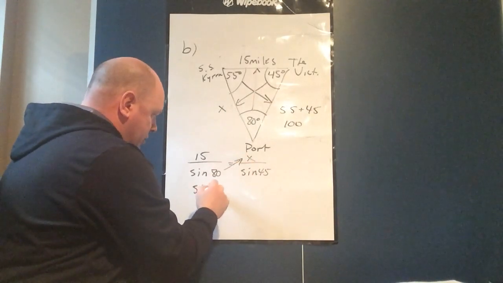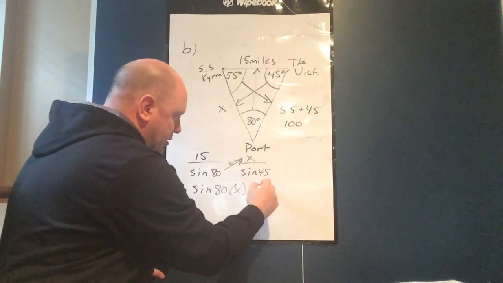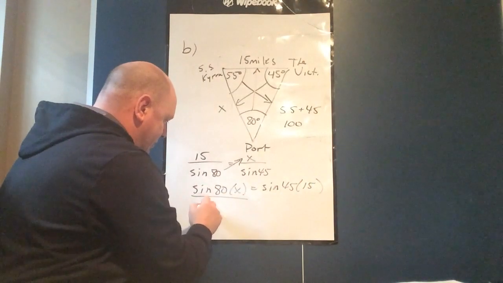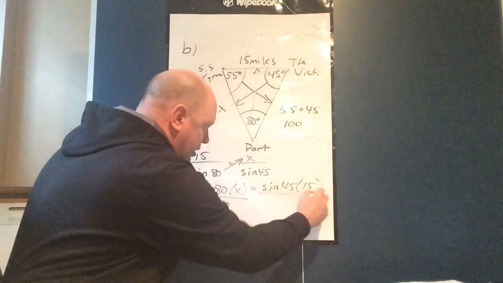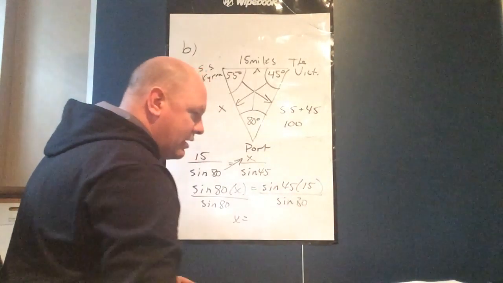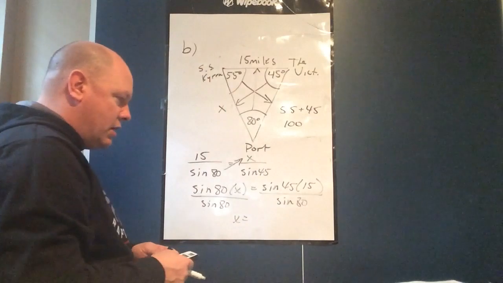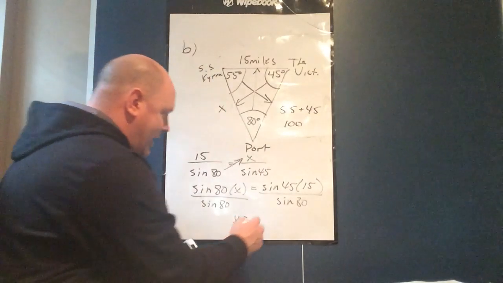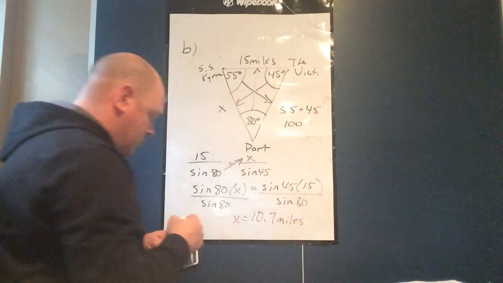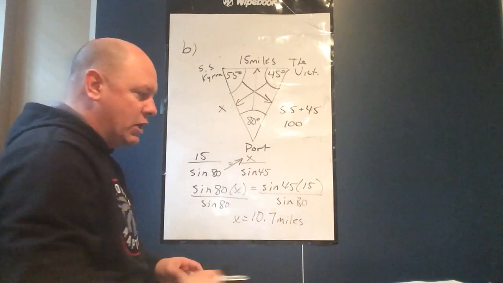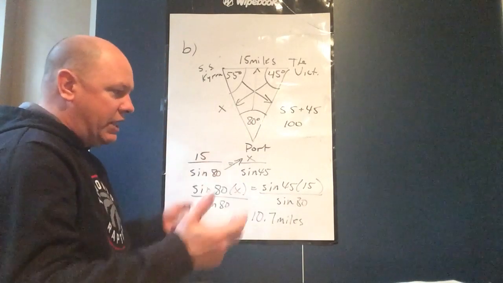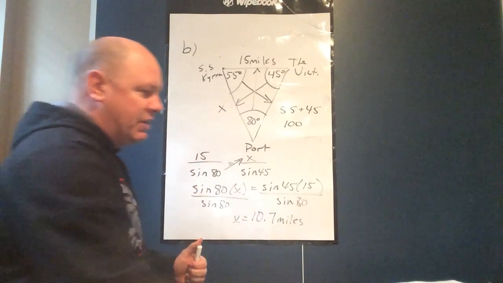Cross multiply, sine 80 times x equals sine 45 times 15. Again, do the exact same thing like we've been doing so far. And now we're going to get our actual side length, and if I put this together, it's going to be 10.7 miles, or 10.8 that you might look at as well. Okay, so that's the key thing with that. So again, when you're creating these application questions, that's the big format there.